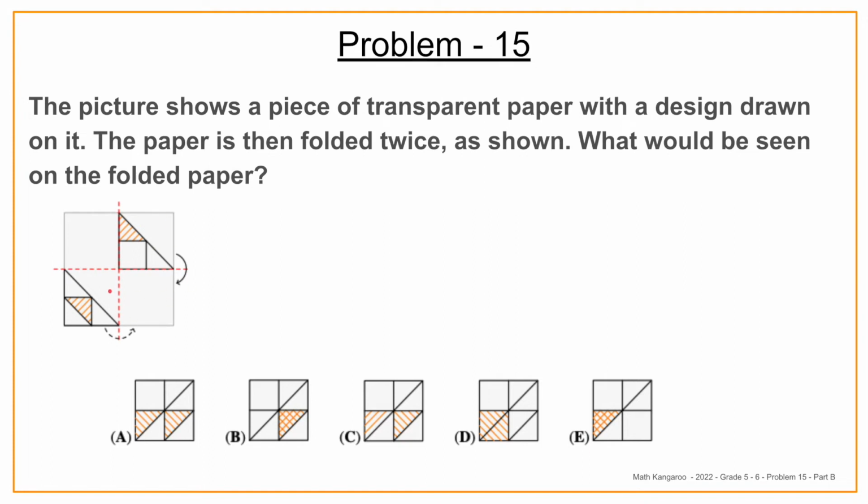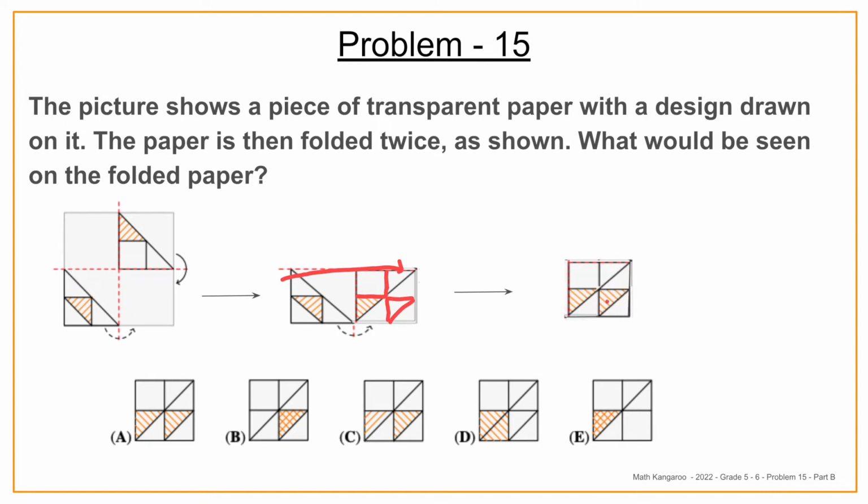So we have this paper. We will bring down this side and it comes down this way. So the square comes this way and this and the design. Now we fold and bring this side on top of it. So what will happen is we will have the triangle like this and see how the design comes on it. So we form this design. Let us see which one matches.